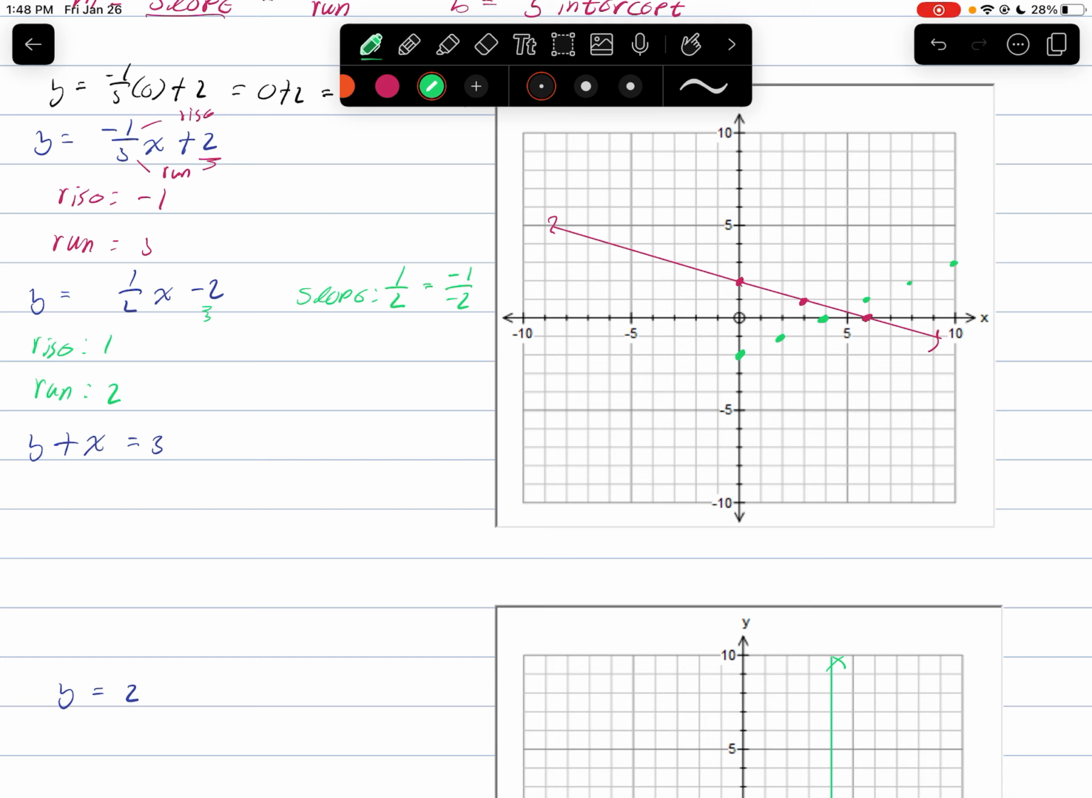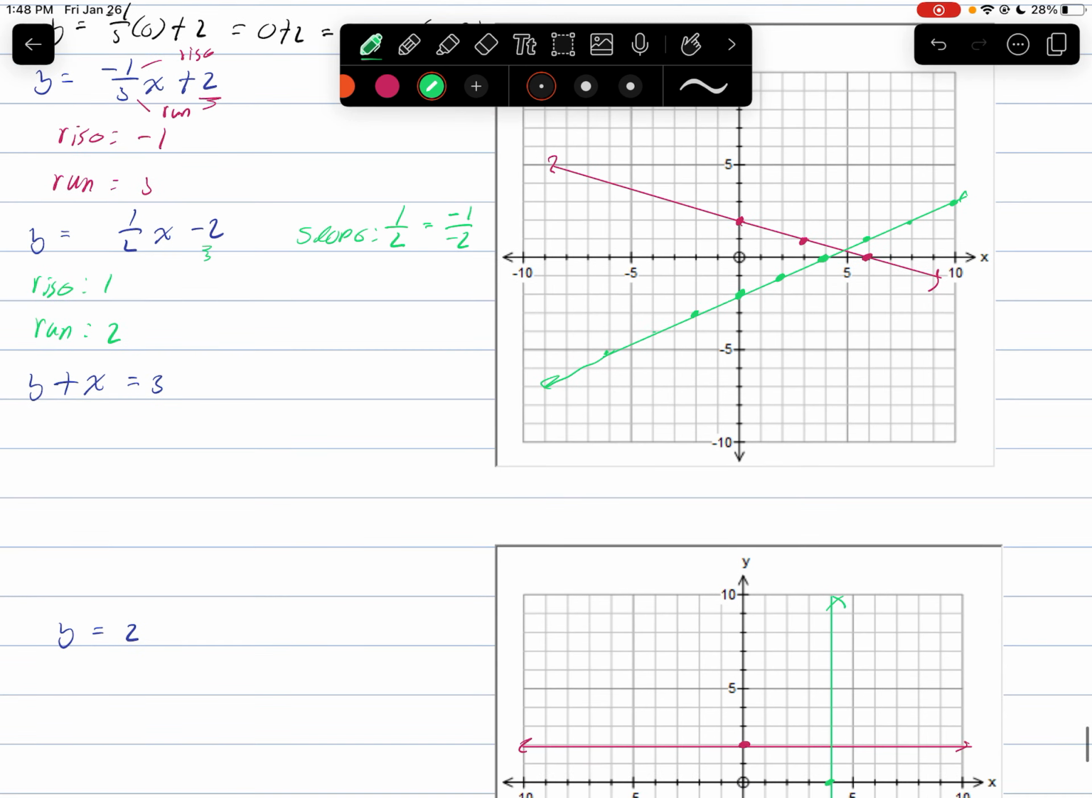So we can also treat this as going down 1 to the left 2, down 1 to the left 2, down 1 to the left 2. And you can get as many points as you want this way along the graph. Okay? So you can really go in either direction if you know how to rewrite your slope.